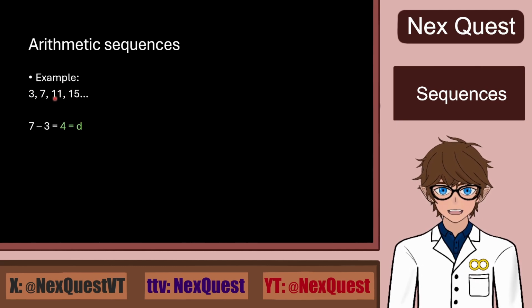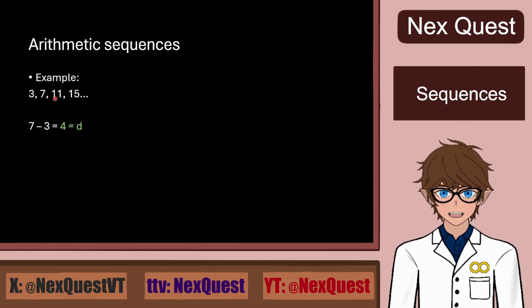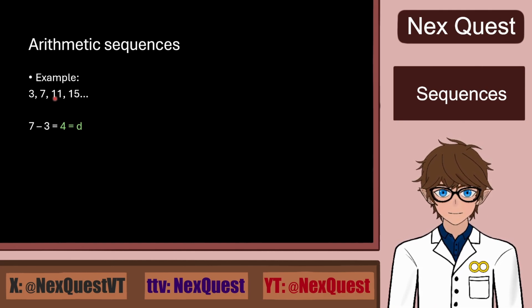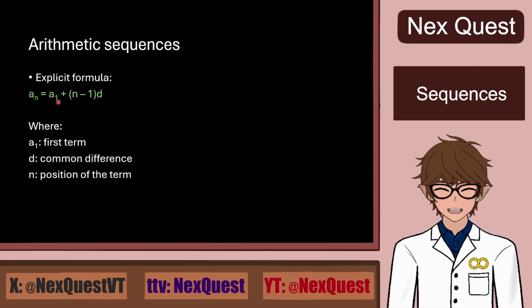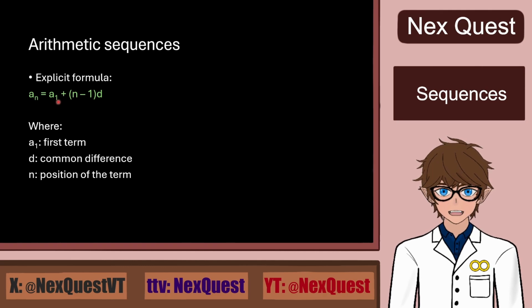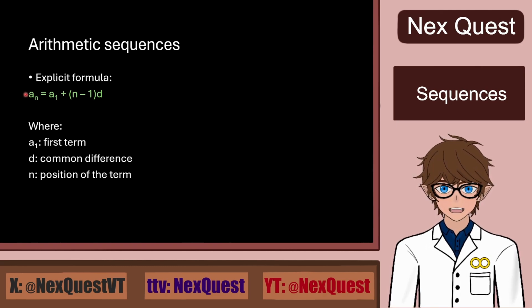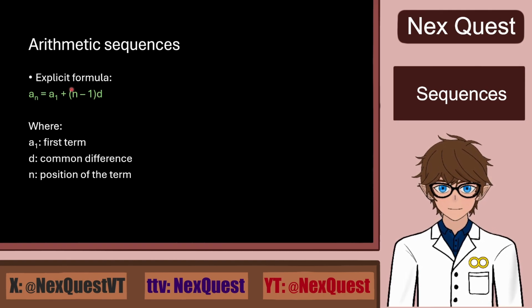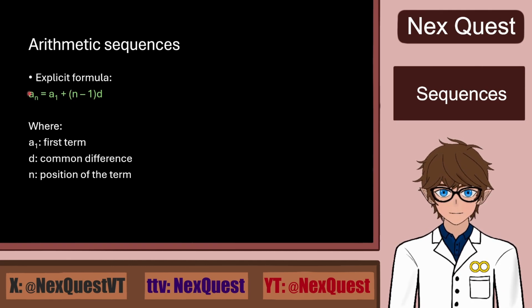So, I will first give you the formula, and I will get to how we got it after we use it, so you can see the origins if you want to know them. You don't have to for this video, of course. So the explicit formula for arithmetic sequences can be generalized as such, where an is the term at the nth position, a1 is the first term, d is the common difference, and n is the position of the nth term we want to find.